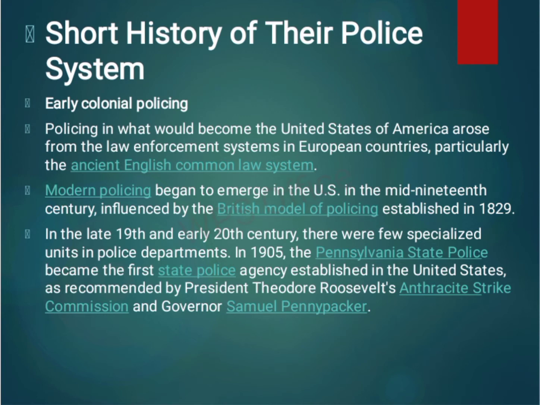Modern policing began to emerge in the US in the mid-19th century, influenced by the British model of policing established in 1829. So, modern policing, ito yung first organized publicly professional full-time police service, was established in Boston in 1838. In the late 19th and early 20th century naman, there were few specialized units in police departments. Tapos, noong 1905, the Pennsylvania State Police became the first state police agency established in the United States. It was recommended by President Theodore Roosevelt, the Anthracite Strike Commission, and Governor Samuel Pennypacker.